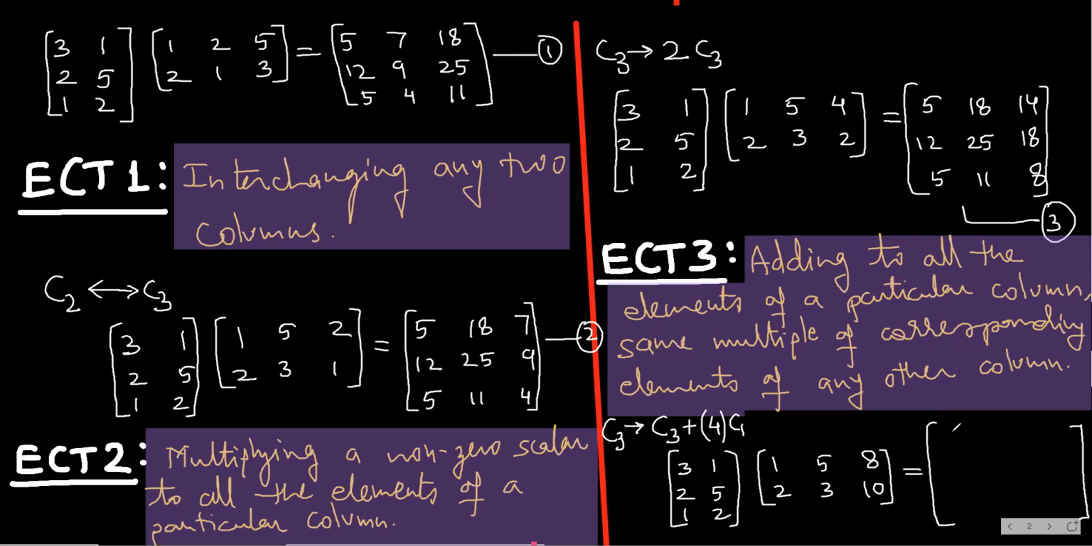So C1 and C2 don't change. 5, 12, 5, 18, 25, 11. And here, how does it change? You multiply 4 here, 4 here, 4 here. That is what it is, 4 times C1, and then add it to C3. This adds here, this adds here, and this adds here, correspondingly added. Okay. So 5 into 4 is 20.